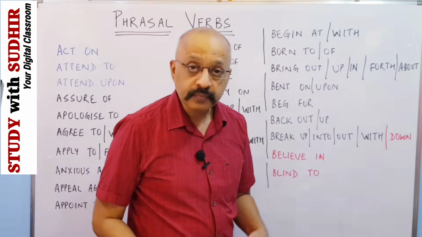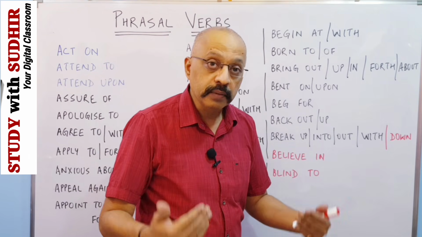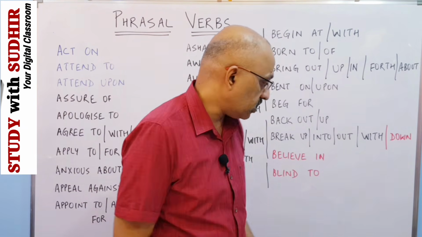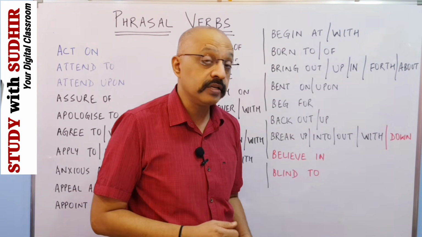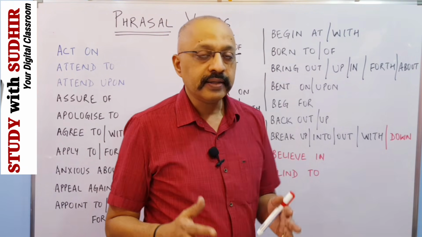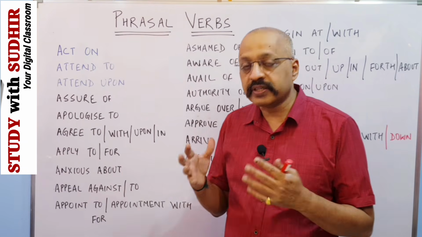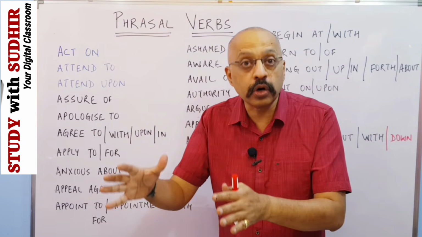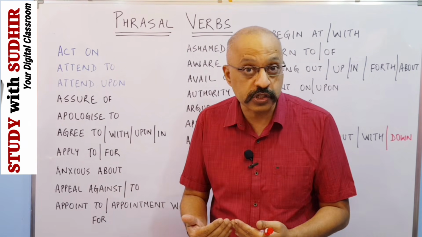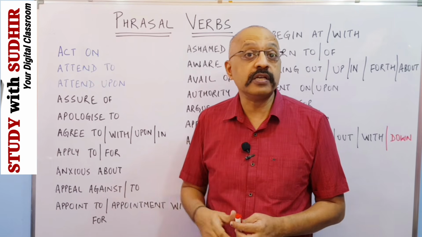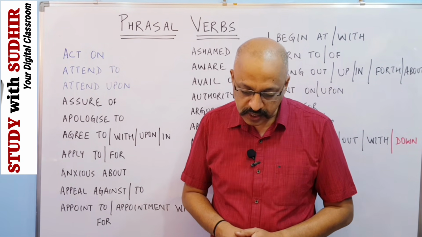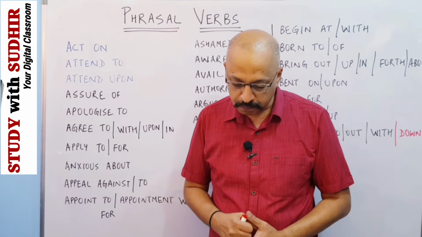Believe in. He believed in his master. He believed in his master, saying, I trusted you, I trust you. So he believes in his master. Blind to. Now here many students actually go wrong. Do not be blind to his faults. Basically to say that do not ignore, don't think that he does not have any faults. Do not ignore the faults that he has in his personality. So don't be blind to his faults. So blind in that case is followed by the preposition to.